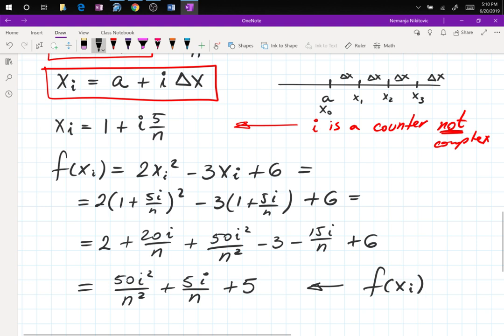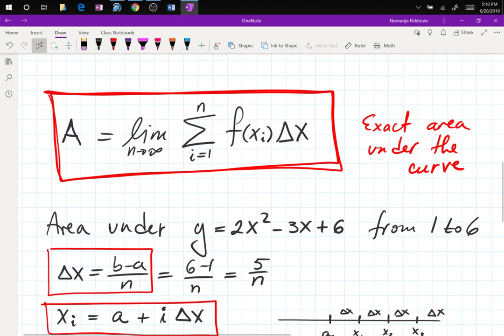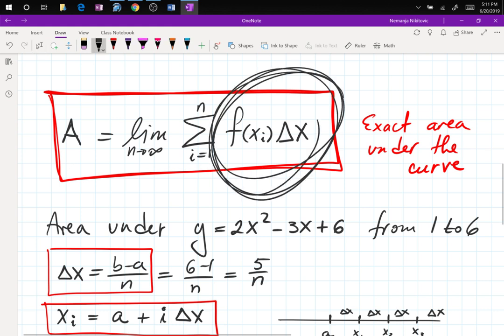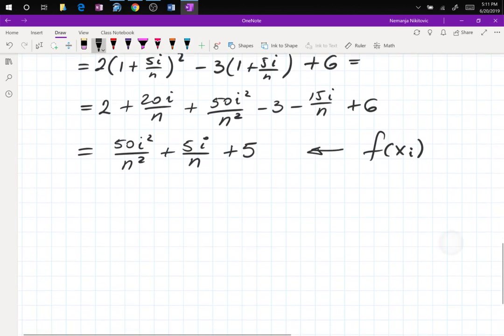So what you have seen is the prep work for us to set up the problem. In order for us to set up this limit, the formula, right up there, we needed delta x. And then for f of xi, we had to figure out the xi first, and then use that xi in the function to calculate f of xi. So now that I have both of these over here, I just need to plug them in and then work out summation and limit and all of that stuff.